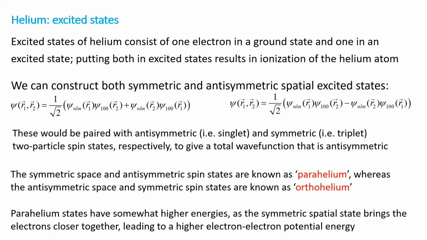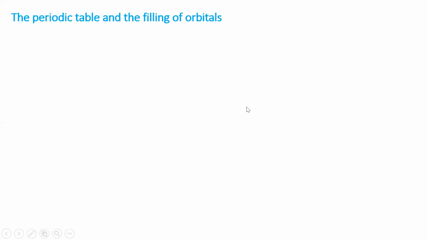Okay, so that's the helium excited states. We have parahelium and orthohelium, and we build it out of a ground state and one excited state, either in symmetric spatial or antisymmetric spatial excited states.